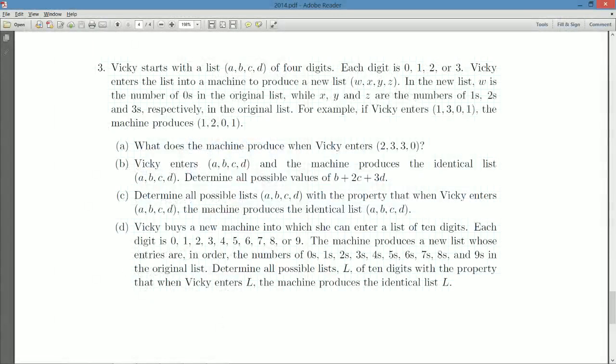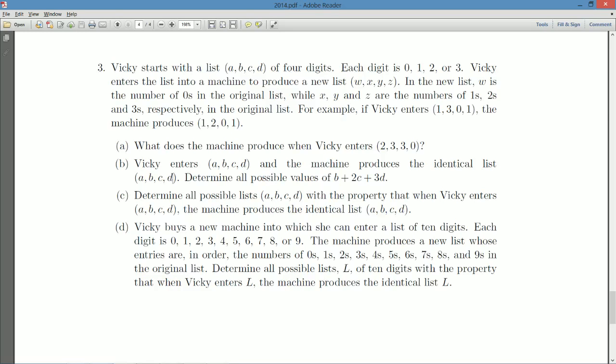So let's take a look at part D. This is the last part of the whole contest, so let's savor the question. Vicky buys a new machine into which she can enter a list of 10 digits. Okay, well that will solve the 4 problem that we just encountered with B. Each digit is 0, 1, 2, 3, 4, 5, 6, 7, 8, or 9, so we still couldn't put in like 10, 0, 0, 0, 0, 0, 0, 0. That wouldn't be allowed. The machine produces a new list whose entries are, in order, the number of zeros, ones, twos, threes. So it just describes a much bigger list.